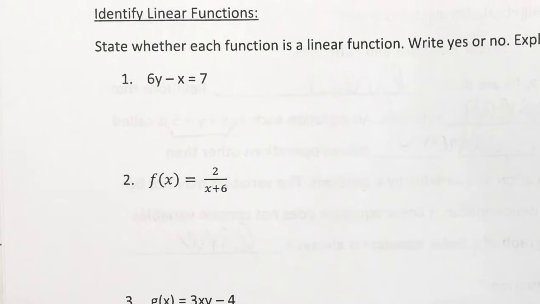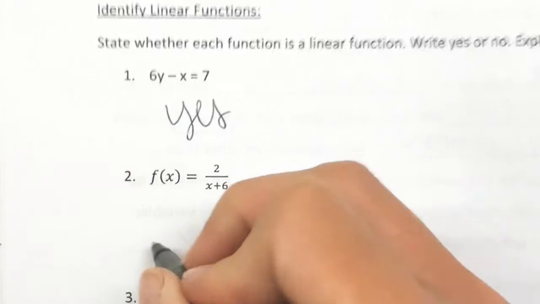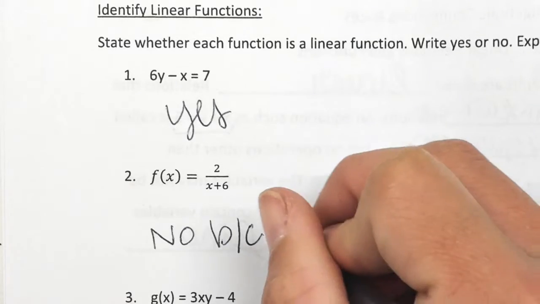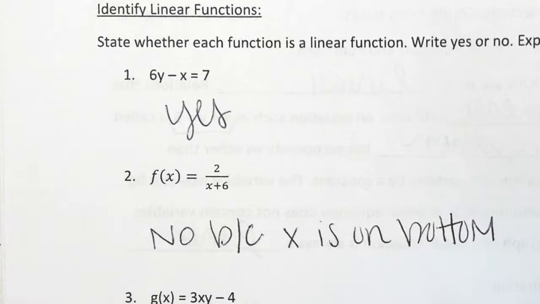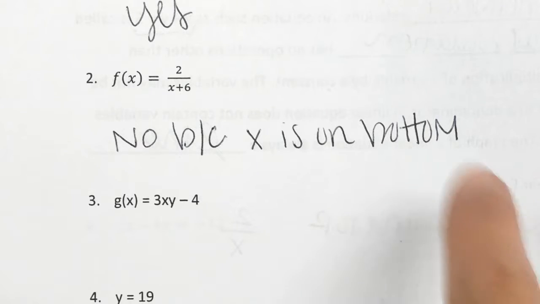Alright, so number 1, linear or not linear? Alright, good, because there's no letters on the bottom. All the exponents are 1. There's no letters being multiplied together. So yes, this is linear. Why? Good, because x is on the bottom. Or you could say no, because x is in denominator. Either of those would work. But on the quiz Friday, you'll have to explain why it's not linear. So just a quick explanation like this would be fine.